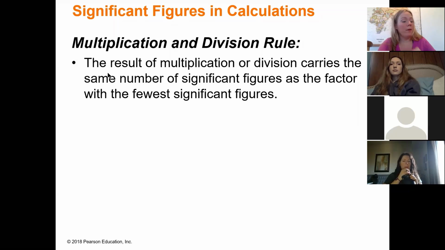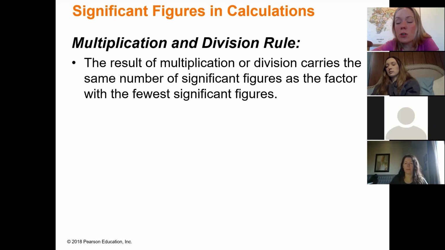So when running through calculations, you have to decide, are you doing multiplication, division, or addition, subtraction? Multiplication and division are like the inverse of each other, so they follow the same rules. Same with addition, subtraction. With multiplication and division, the resultant will always carry the same number of sig figs as the factor with the fewest significant figures.